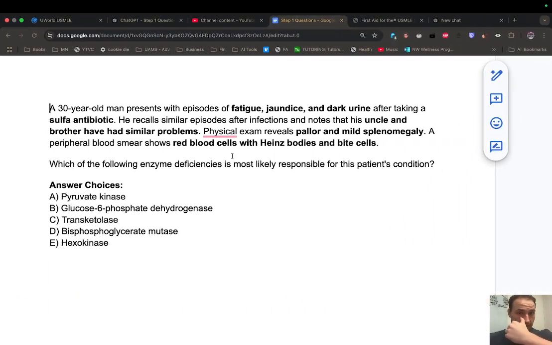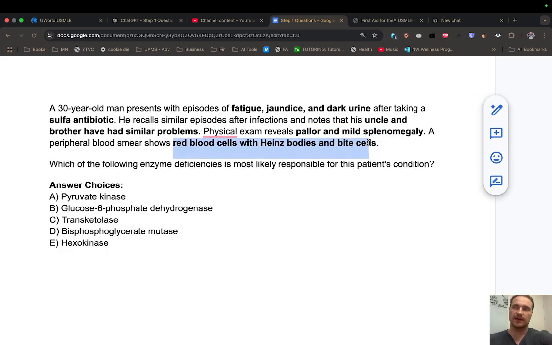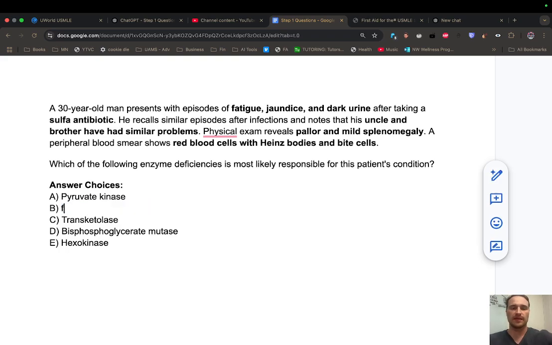Okay, here we go. So we got a 30-year-old man with fatigue, jaundice, dark urine after taking sulfa antibiotic. And his uncle and brother have similar problems. This is going to be an X-linked disorder. We got pallor, mild splenomegaly, and red blood cells with Heinz bodies and bite cells. So Heinz bodies, bite cells makes you think of glutathione. So the correct answer is going to be B.